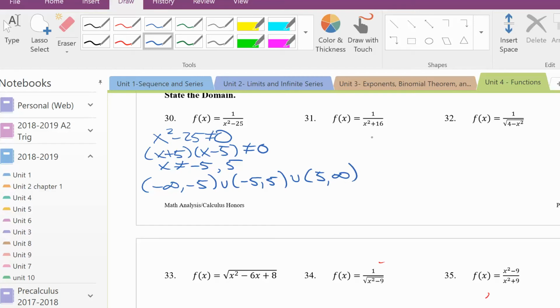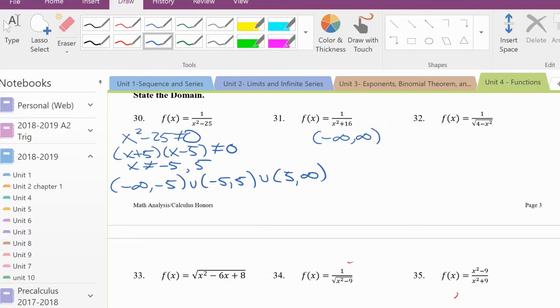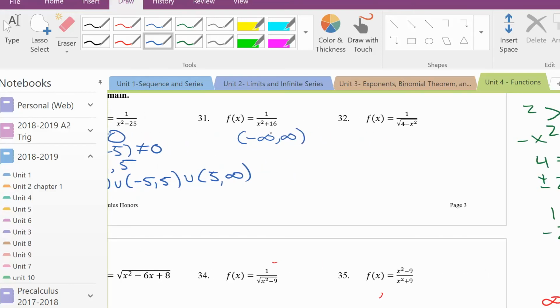X squared plus 16 cannot equal 0. Well, x squared plus 16 will never equal 0, so the domain here is -infinity to infinity. So even though there's a fraction, the bottom of the fraction can never equal 0. Here you have a square root and a fraction. So remember, under the radical it has to be greater than or equal to 0, but because it's the denominator, it's just going to be greater than 0.